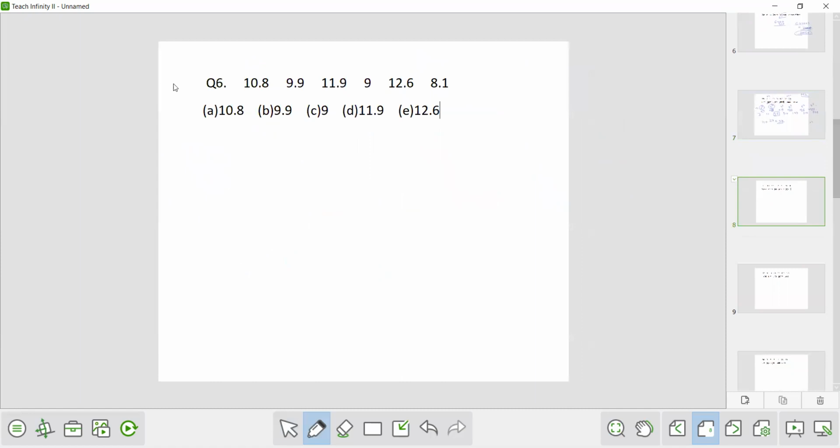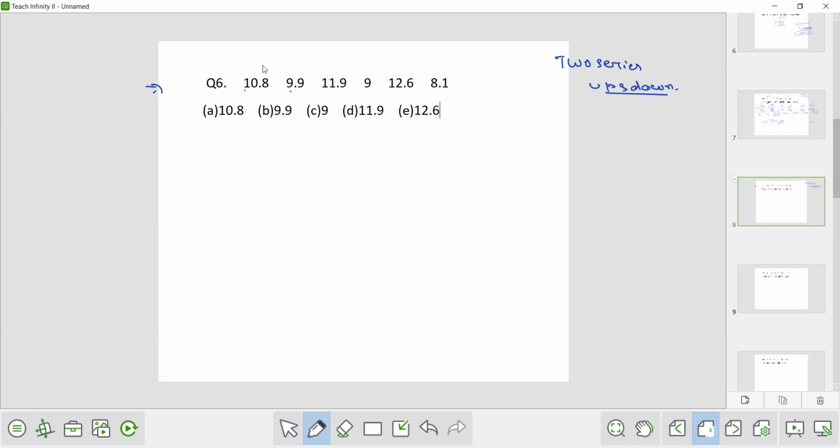Okay, now our next question. 10.8, 9.9, 11.9, 9, 12.6, 8.1. Now looking at this, we come to know that it's a concept on 2 series or ups down series. And something must be getting added, subtracted, or multiplication and division. Okay, so let's start from here.